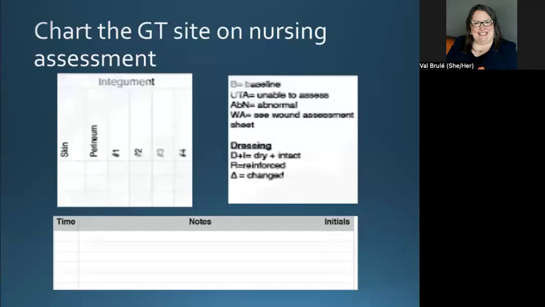You chart on the G-tube site for the nursing assessment, where we have found that it is abnormal because it was documented to be having redness and pus-like drainage. So it would be documented in likely spot number 1 of the G-tube, stating that it's abnormal, or WA to see wound assessment sheet, in which case notes would be written about the specific details.